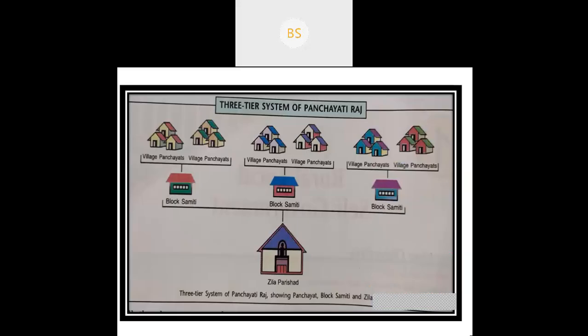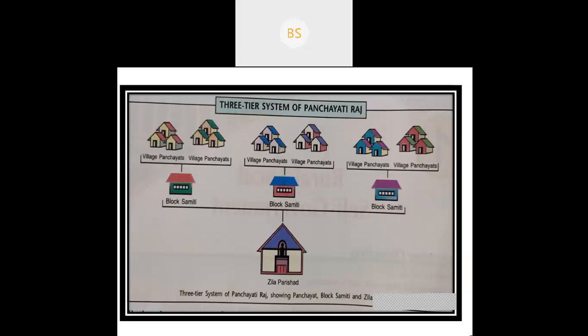So this is the picture, and it is there in the textbook. When you get the textbook, you can see it. This is nothing but the three-tier system of Panchayati Raj. They have made the diagram very nicely, where you can see the levels: at the bottom the village panchayats, then block samiti, then Jilla Parishad. So these are the three tiers of Panchayati Raj.